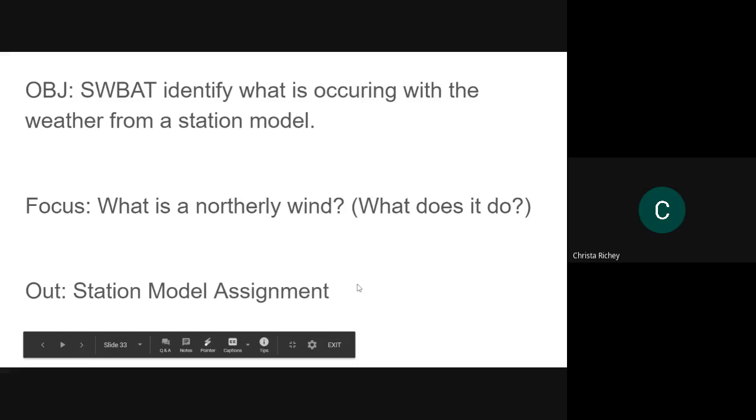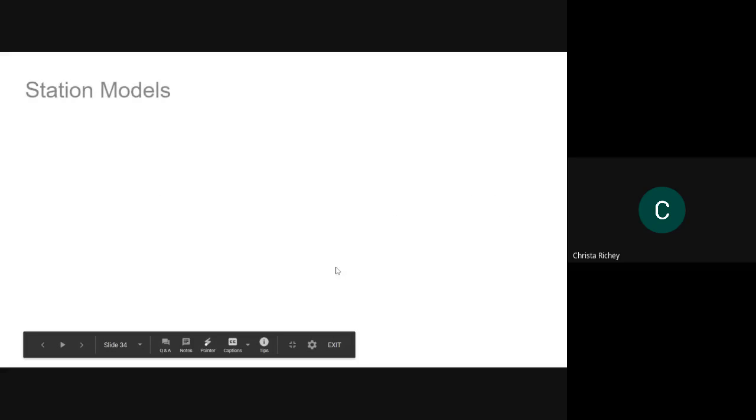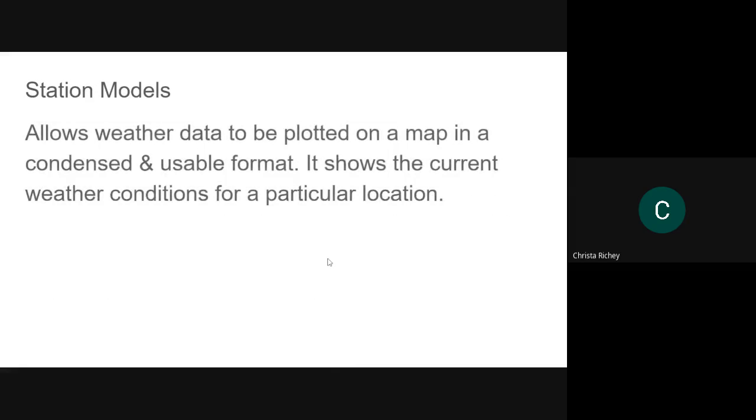All righty. All right, so station models. This is an example of a station model. Sometimes they have more information on them than others. It depends on what's happening in the environment. In order to keep from writing all these words over and over, they have designated areas for specific parts of what we can measure with the atmosphere.